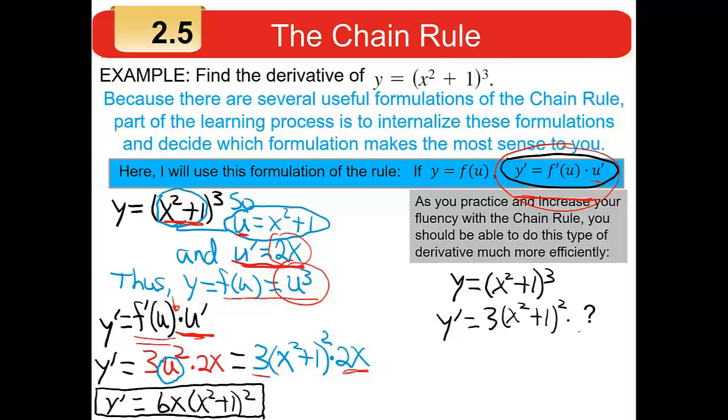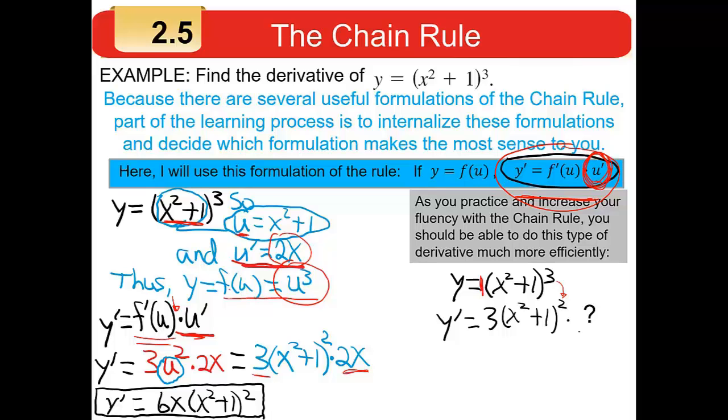So I want to get to the stage where I can think the substitution in my head, but never actually write it down on paper. So I'm going to write 3 times, that's an understood 1 right there. So it's 3 times 1 is 3. You write the base down, which is x squared plus 1, and then you reduce the 3 down to a 2. But remember, the chain rule says you have to multiply by the derivative of u, and in this case, the u is the inside function, which is x squared plus 1.